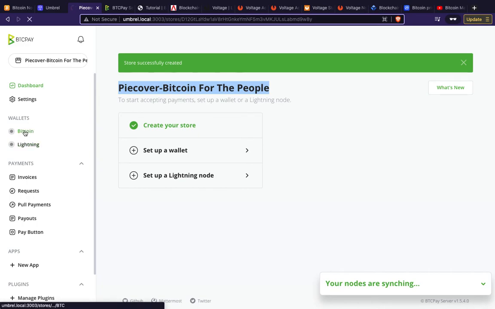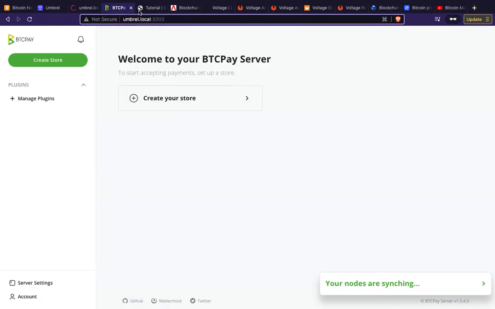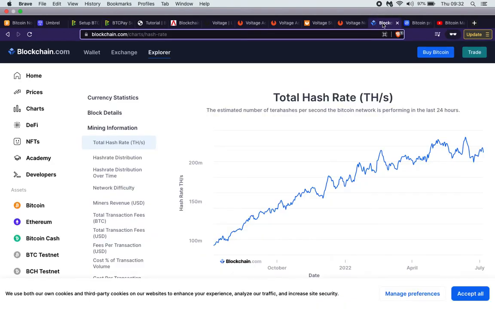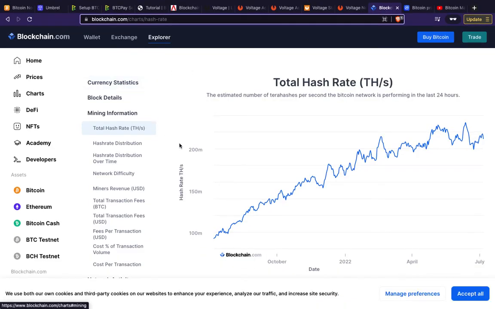I can use Bitcoin wallet and Lightning wallet, right? So yeah, that's very interesting. And one more thing I want to show you guys. Let's head over to blockchain.com. We have the hash rate.